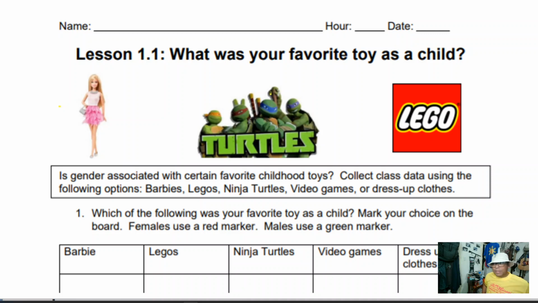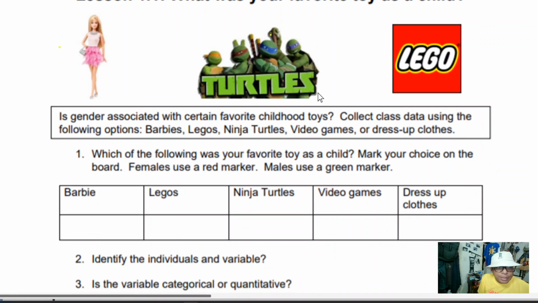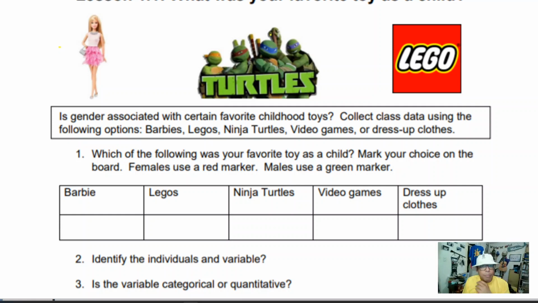So you should have received a packet with a handout that looks like this, Lesson 1.1, what was your favorite toy as a child? And if you're watching this with me right now, that means you're not in class and you probably don't have class data to work with. If you are in class and watching this, then you do want to use the data that we're going to come up with in class, because that's going to be more relevant to you, since that's what you and your classmates are coming up with.